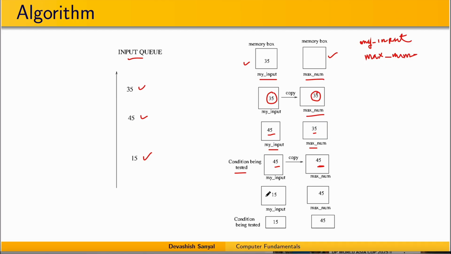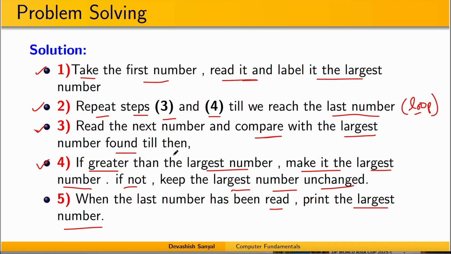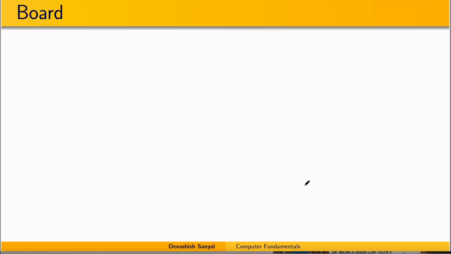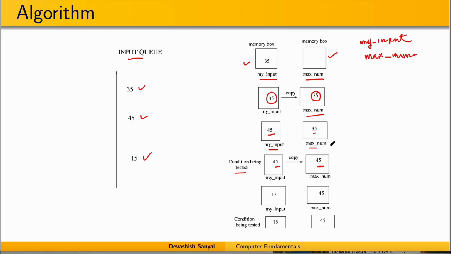Now again we have to go to the next number. So this is the loop. If greater than the largest number, make it the largest number. If not, keep the largest number. So read the next number and compare it with the number found. And then if greater than the largest number, make it the largest number. If not, keep the largest number unchanged. So steps 3 and 4 we have done here.